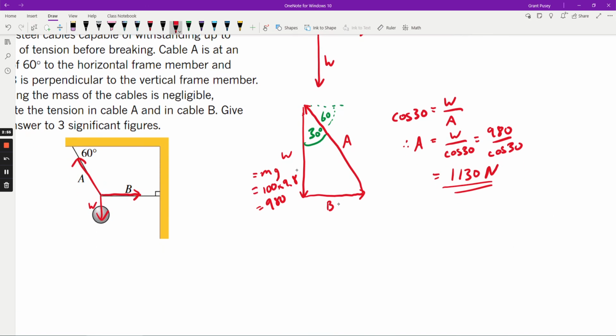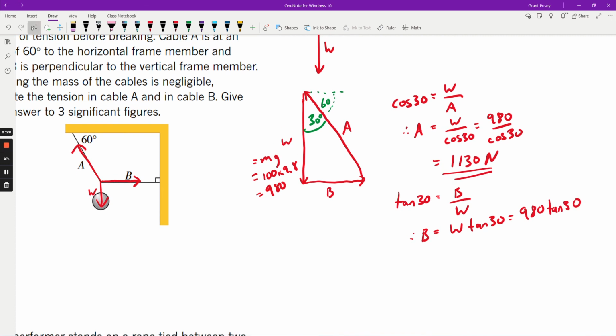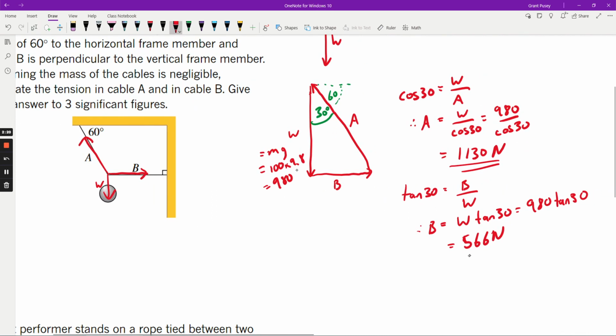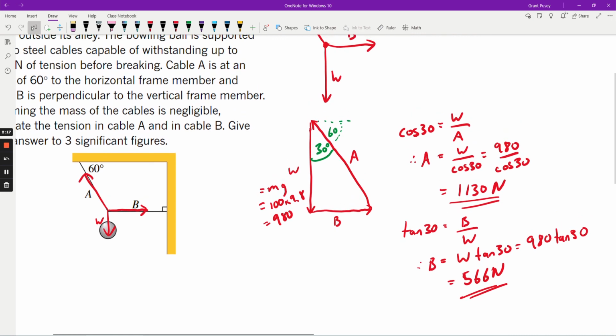Moving on, if I now want to know B, I've got the opposite and I've got the adjacent, so I'm going to use tan 30. Tan 30 is going to be equal to the opposite, which is B, over the adjacent, which is W. So if I want to know B, that's going to be W tan 30, or 980 tan 30. And if you put that into your calculator, what you'll end up with is 566 newtons there.